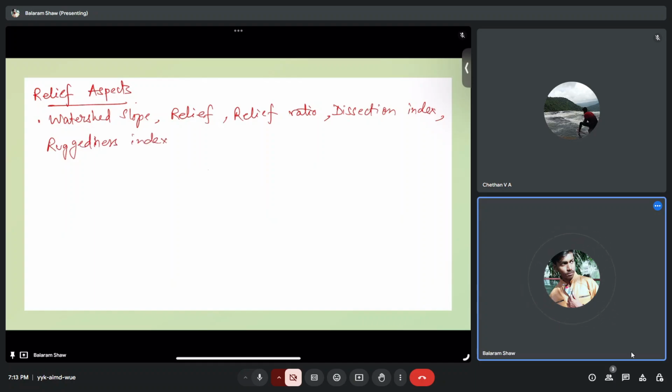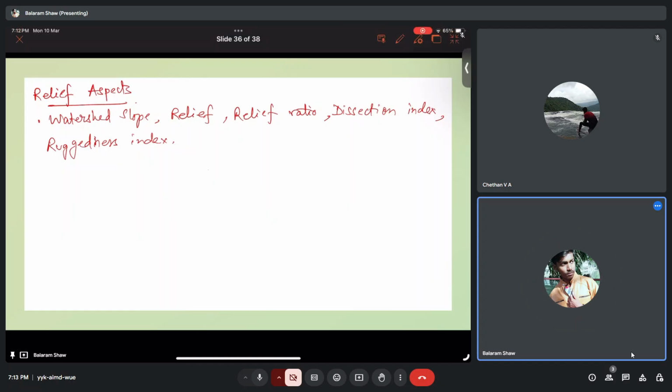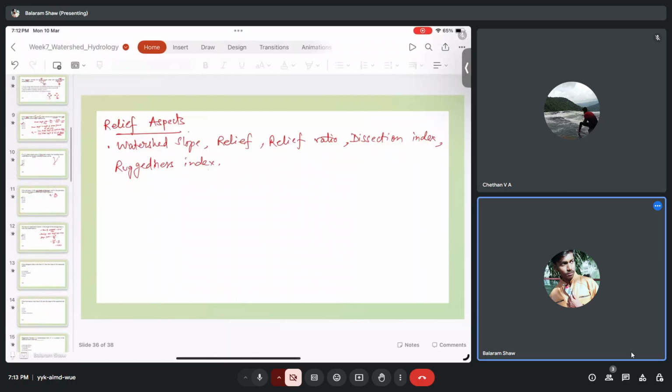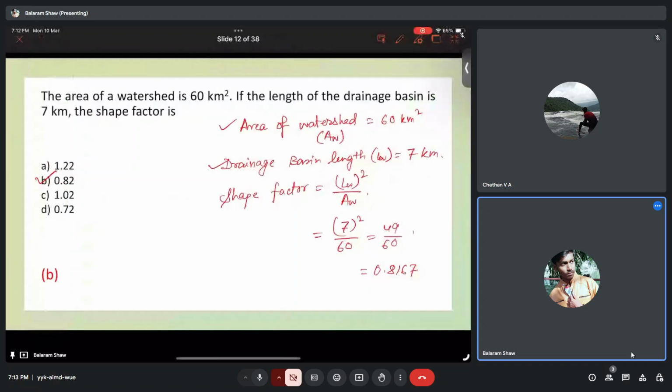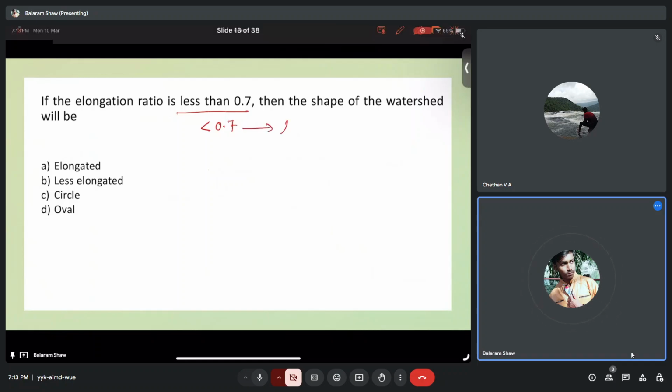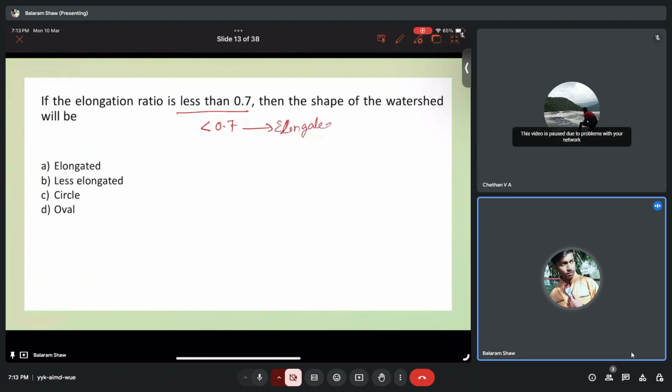Okay. So let's do some questions first. We're done till here, right? So the next question is if the elongation ratio is less than 0.7. So it is less than 0.7. This means the shape of the watershed will be an elongated one. So the correct answer will be A.